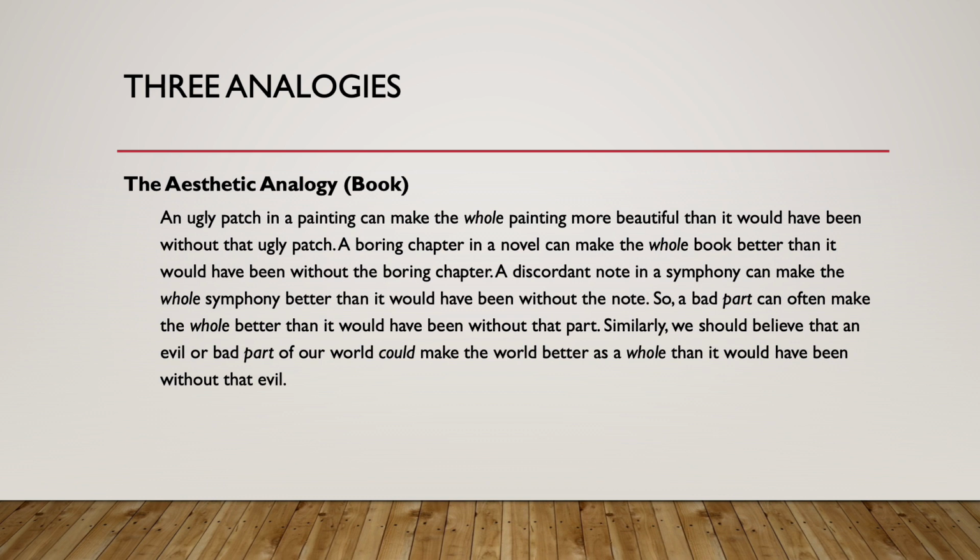Similarly, as an analogy, we should believe that an evil or bad part or suffering in our world could make the world better as a whole. So when we zoom out and see the bigger picture, so to speak, it would be better than it would have been without the evil. So on that sort of view, a perfect God would want to create the better world. And if the better world as a whole is the world with a part that is evil or has suffering, well, then God would allow that suffering since it exists inside this greater whole.